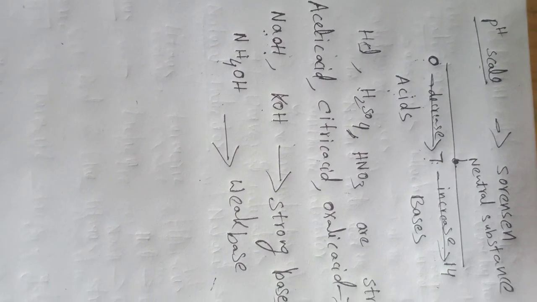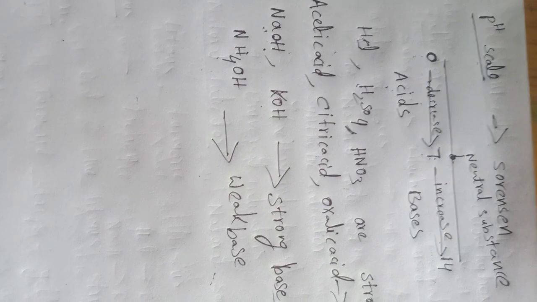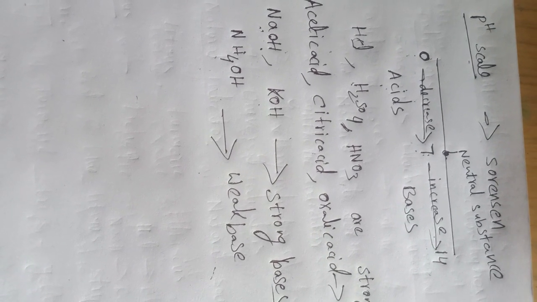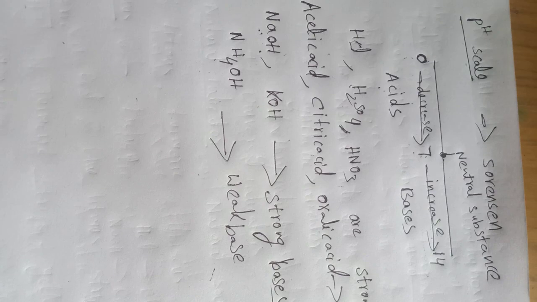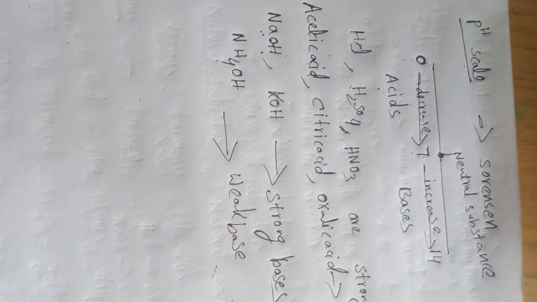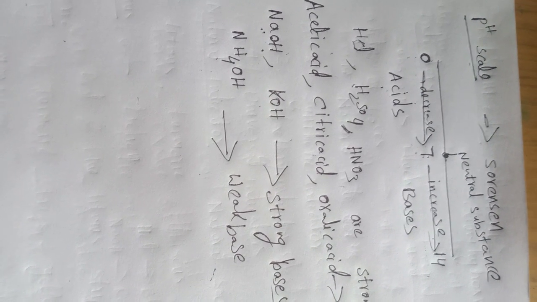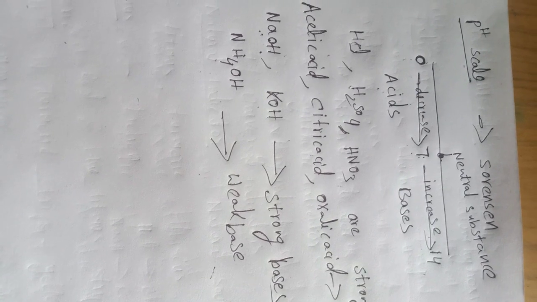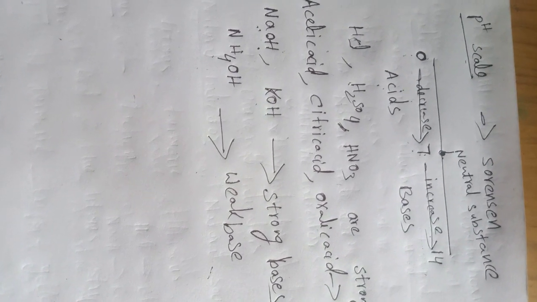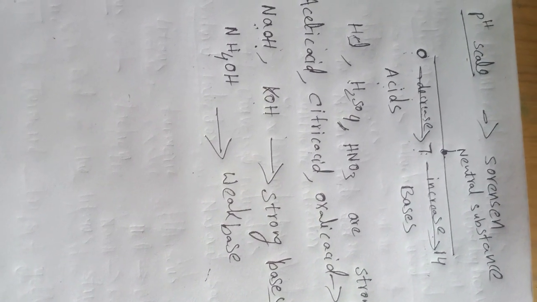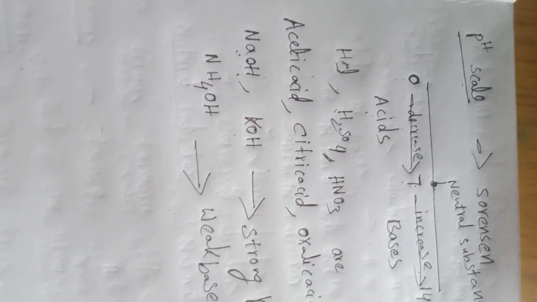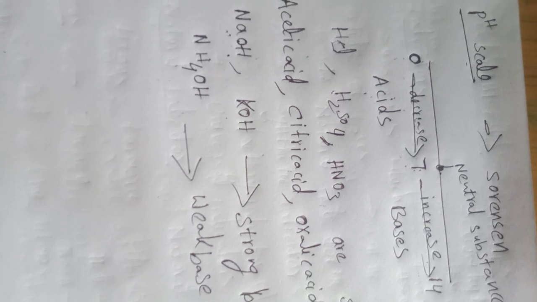This pH scale was introduced by Sorensen. The pH scale ranges from 0 to 14. If the pH is less than 7, it is an acid. If the pH value is greater than 7, the substance is a base. From 0 to 7, acid strength decreases, and from 7 to 14, base strength increases.